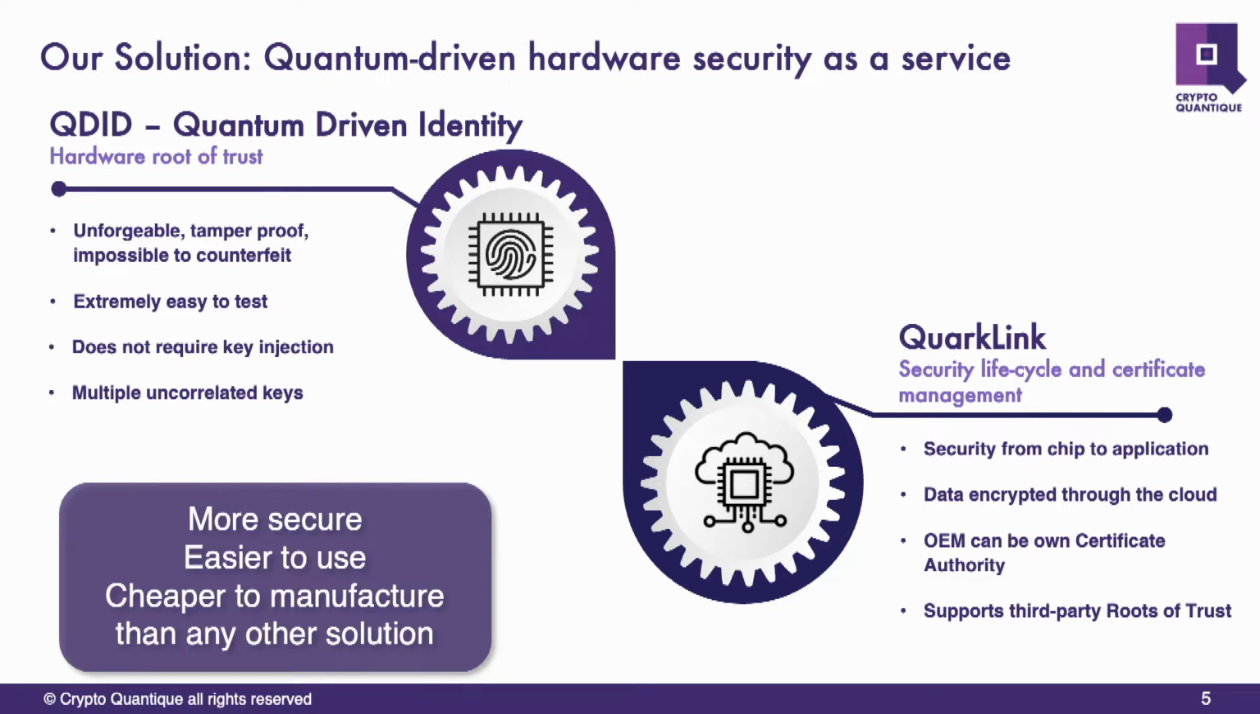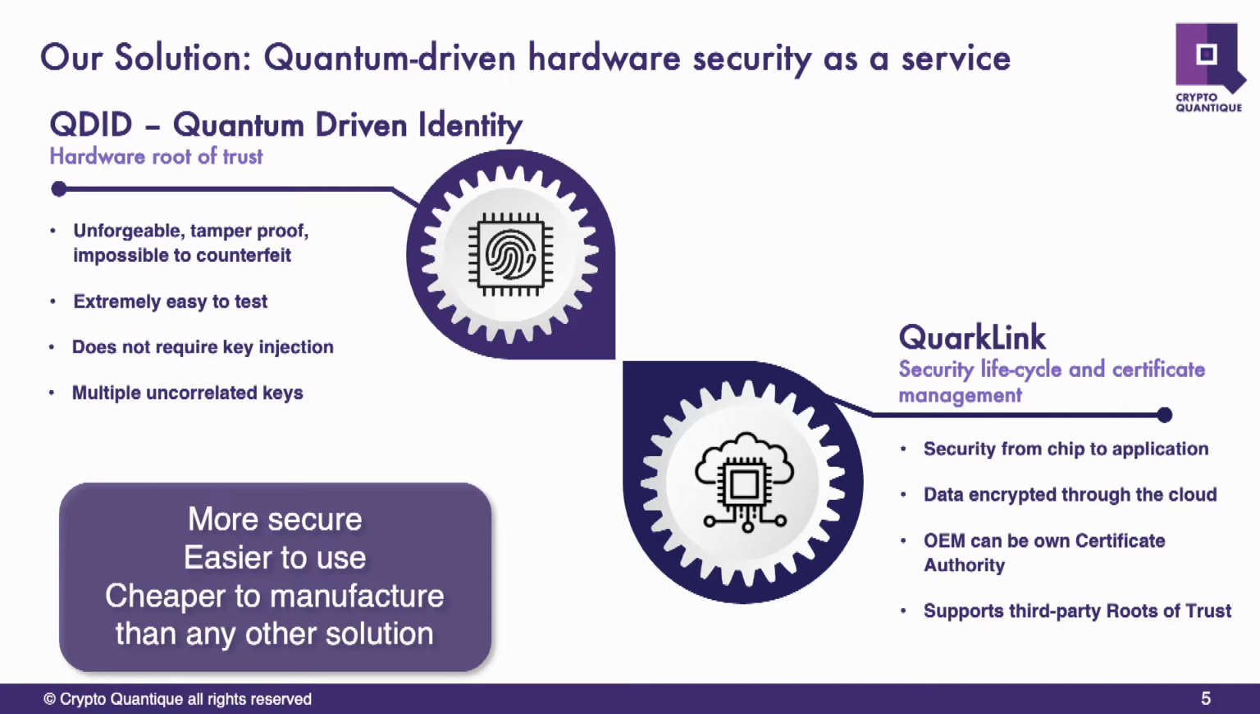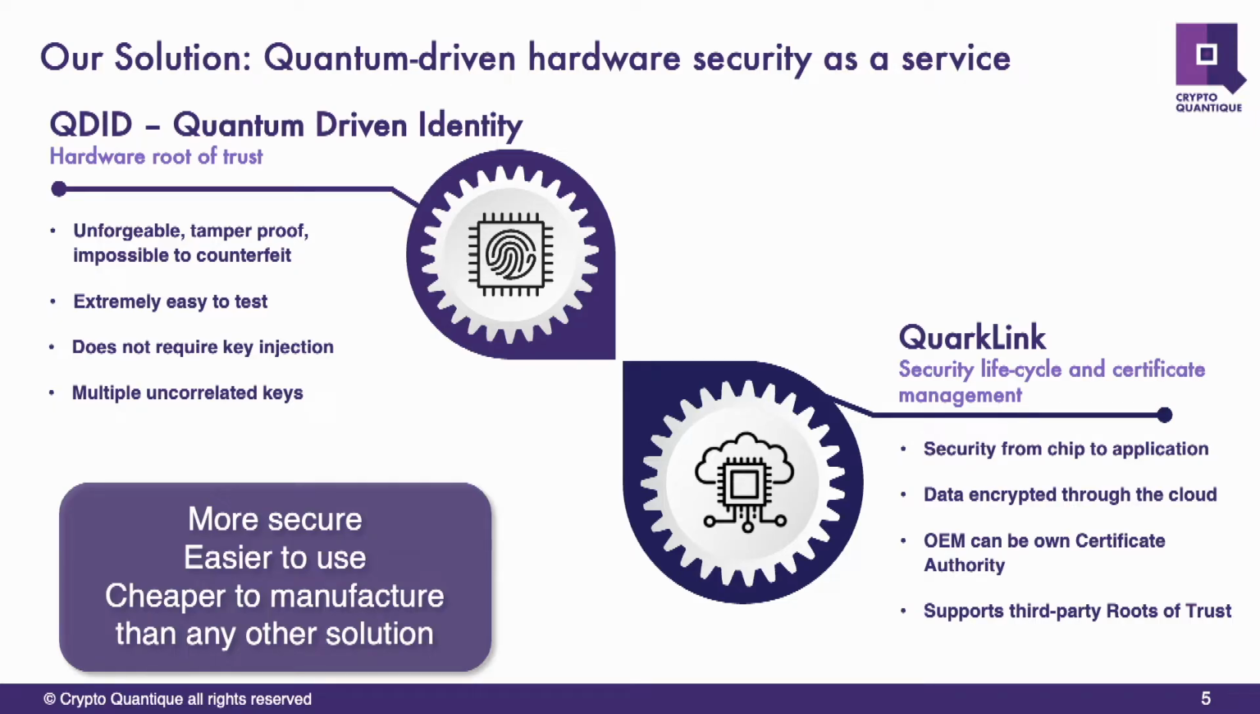The main difference is that you don't have to inject keys into your design, which is a very costly process as part of manufacturing. And of course, you have to trust the people injecting the keys for you. The device also creates multiple uncorrelated keys, unlike first-generation PUFs. Then we have our other family, the Quantique software package, which manages the security of the device throughout its life cycle. It manages certificates and usages. It becomes the CA of your IoT infrastructure. I'll talk about that later on.